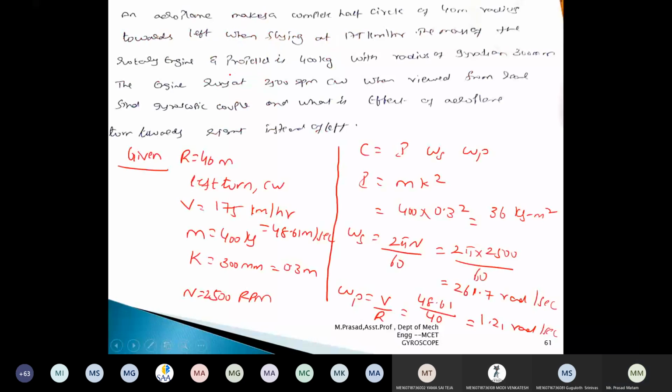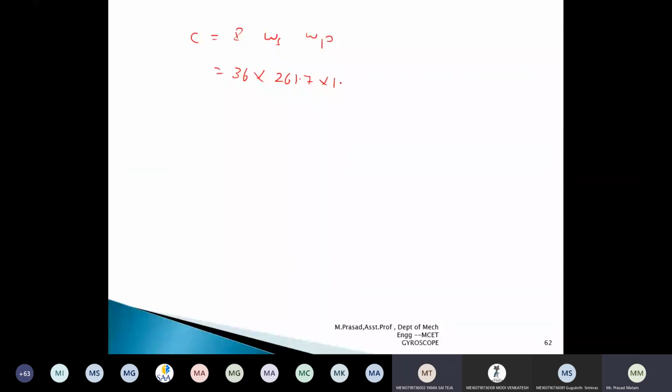Now let us find the couple here. C is equal to I omega S omega P. I we got as 36. Omega S, how much did we get? I have written earlier 261.7. And omega P is 1.21. Give me the total answer. 11.45 kilonewton meter.